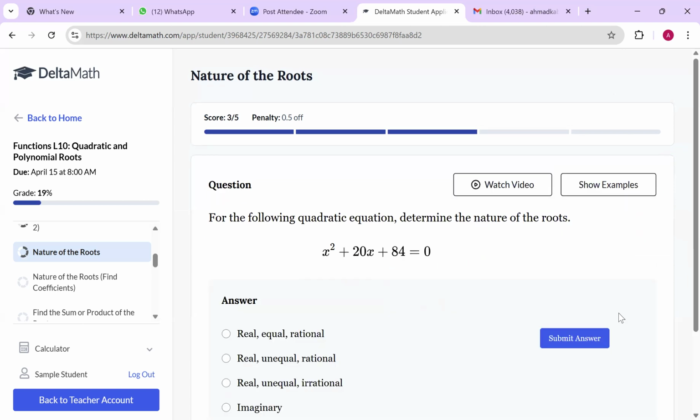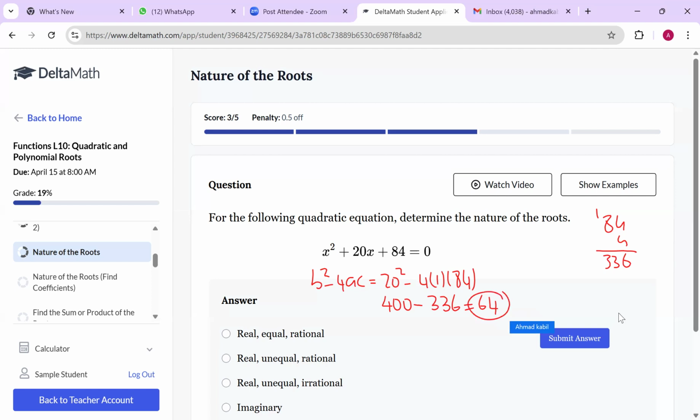Let's try another one. So here b squared minus 4ac equals 20 squared minus 4 times 1 times 84. 20 squared is 400. 4 times 84 is 336. Let's just make sure that we're correct. 84 times 4, 6 carry 1, 32 plus 1, 33. So 400 minus 336 is 64. Again, this is positive, so it's unequal. And 64 has a square root of 8, so it's rational as well.